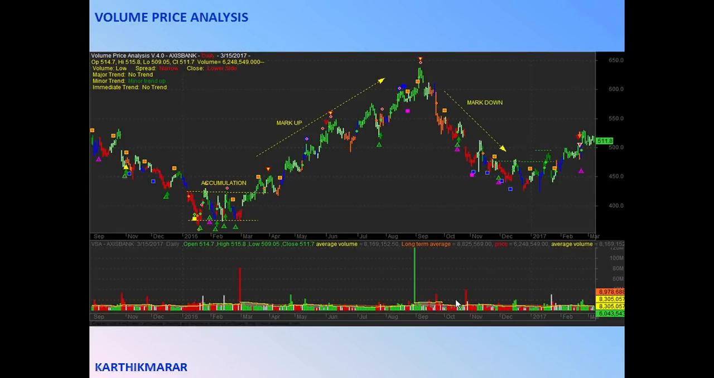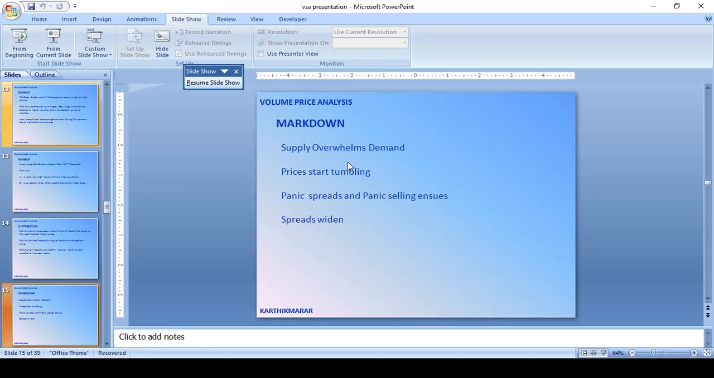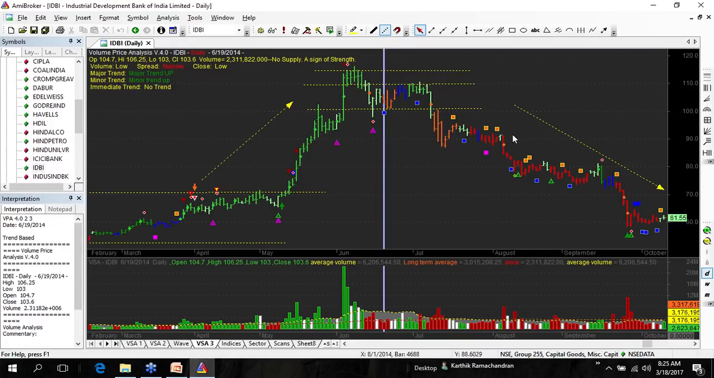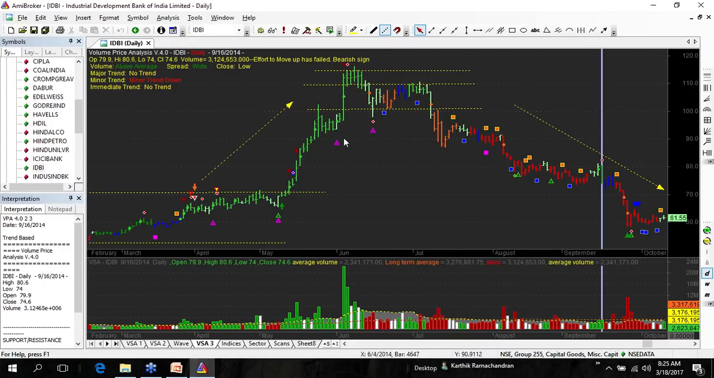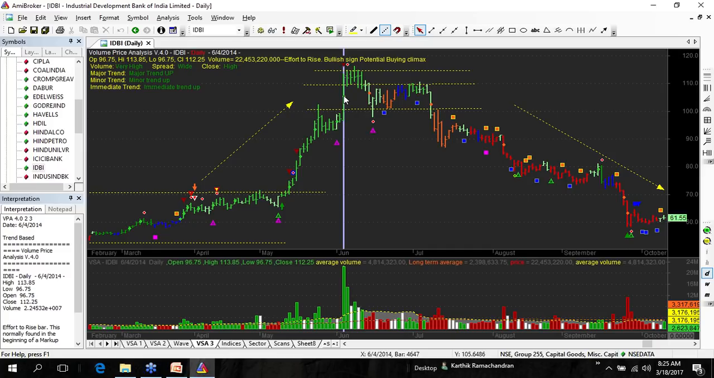Another example I can take is the IDBI. This was in 2014. You had a long accumulation area, because this is not one of those classical accumulation areas, but you can still see that it is range bound. Then there was a markup, and here I will take the chart of IDBI. Now you can see that finally it all ended with a buying climax.